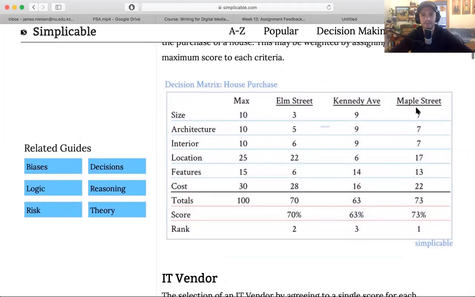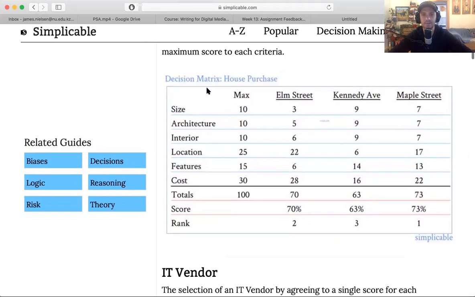So yeah, here's just another example. It's a little bit different. So this one is on purchasing a house. They have 3 houses that they're looking at here. Now, instead of a weight and like the timesing, they just have the max. It equals 100 total, and each one has a different max. So size, architecture, and interior are only worth 10 each, whereas location and cost are worth the most, likely because they want to make sure that it's in a place where they can commute to work, right? Or that there's like a good school, maybe, things like that, right? And cost is because they're on a budget, they can only spend a certain amount.